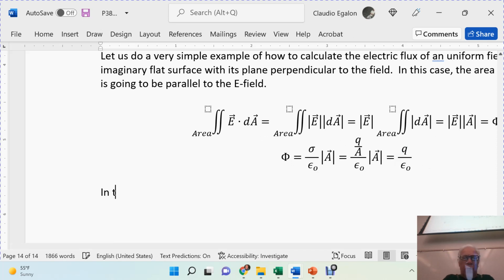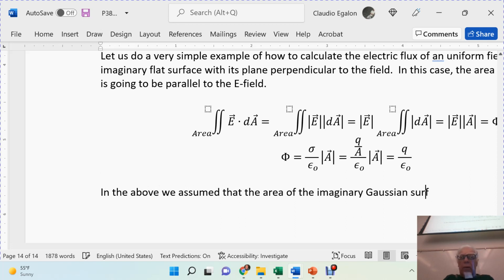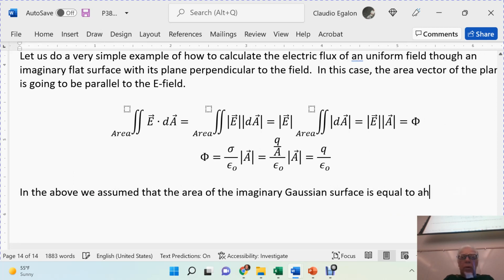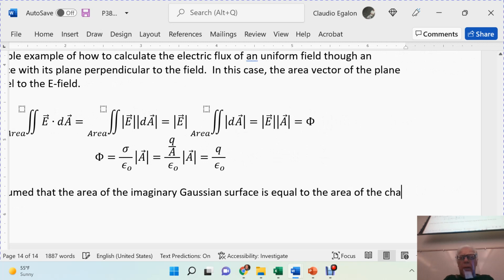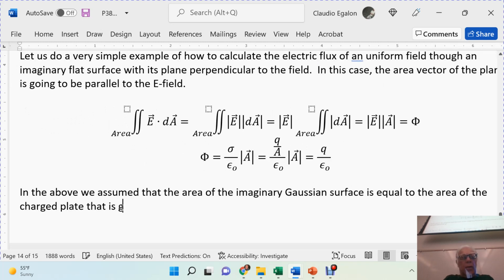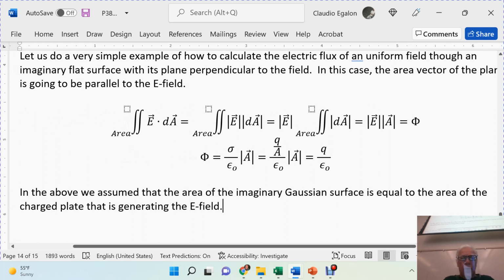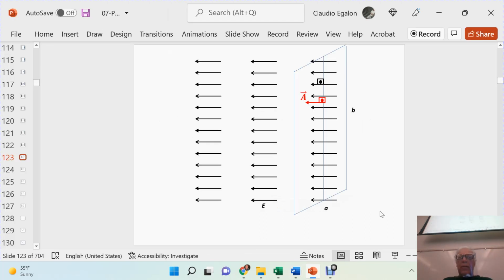Above, we assumed that the area of the imaginary Gaussian surface is equal to the area of the charged plate that is generating the E field, the electric field. Okay, that's one simple example.